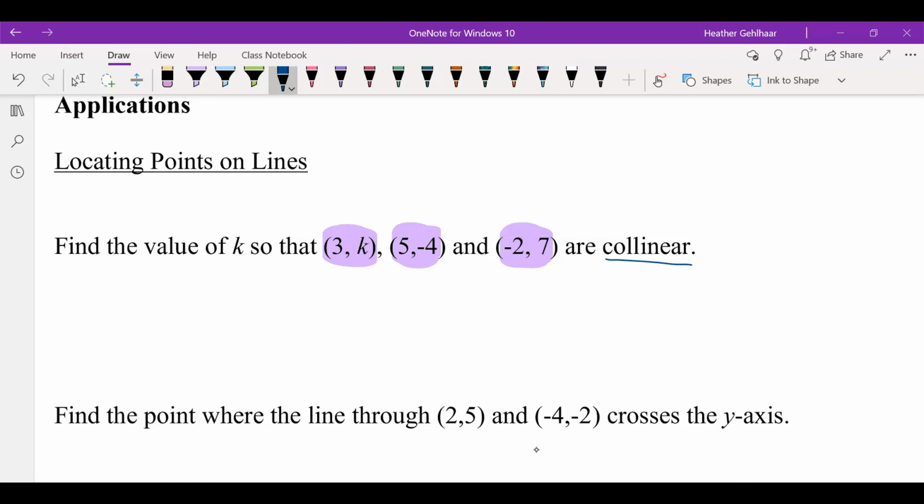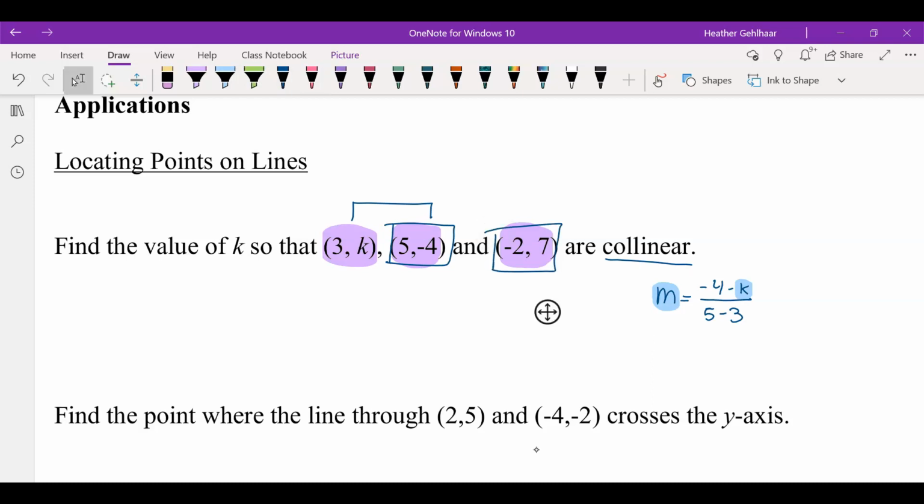So we are eventually going to get to the point where we have m equals, and let's say I use these 2 points here, m equals -4 minus k over 5 minus 3, right? And we can get the slope. But now, a couple things that we're missing. We're missing the slope and we're missing a k. But we sure can find a slope if we go ahead and use these 2 points here to get their slope and then plug it in.